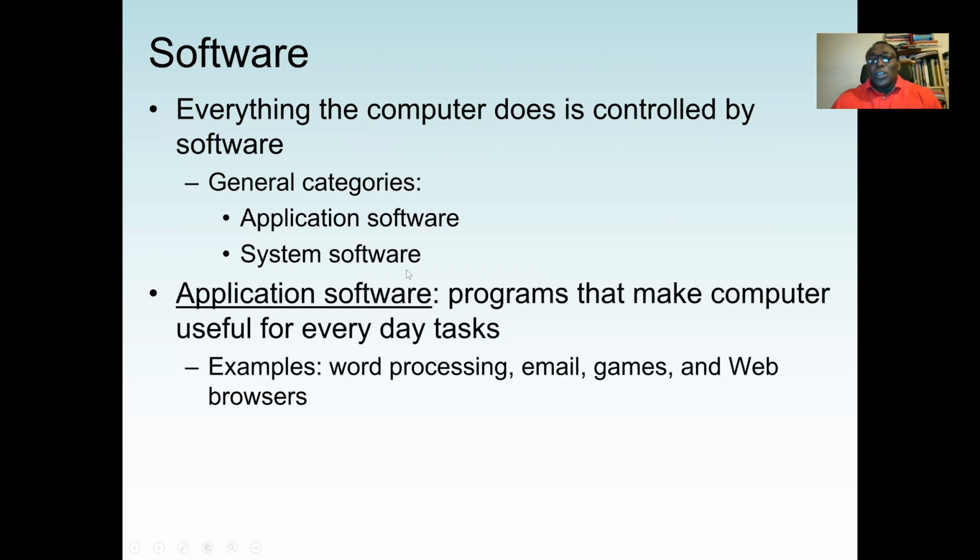An example of a system software is the operating system. The operating system normally interacts with most of the computer hardware components such as the CPU, drive, memory, etc.